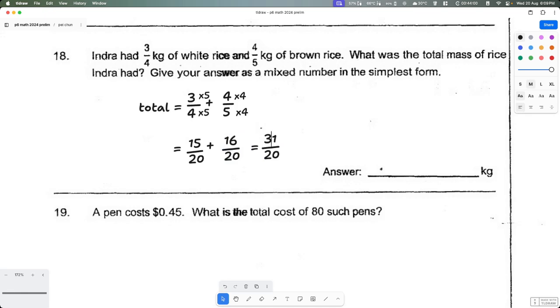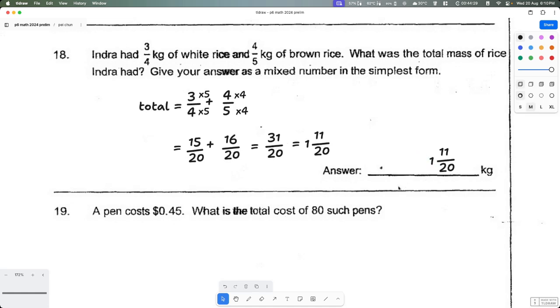So 31 out of 20. So we can divide this, essentially just 31 minus 20, because that's only the one. So this will then become 1. Then 31 minus 20 is 11. Okay, so let's do this again. So instead of 31, this will be 11 out of 20. Okay, there you go. So that's your answer, 11 out of 20. All right, that's it. Let's move on to the next question.